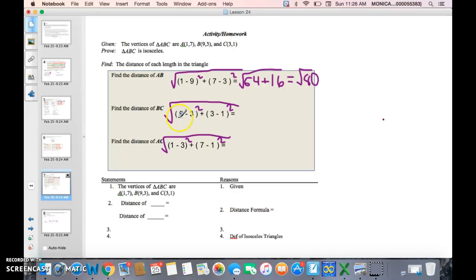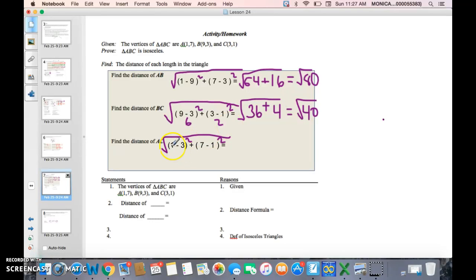So I can say the square root of 80. Now here I've got 9 minus 3, which is 6, and 3 minus 1, which is 2. So this is 6 squared, which is 36, plus 2 squared, which is 4. So 36 plus 4, well, that's 40. So that's not going to be congruent to the side before. It's the square root of 40.